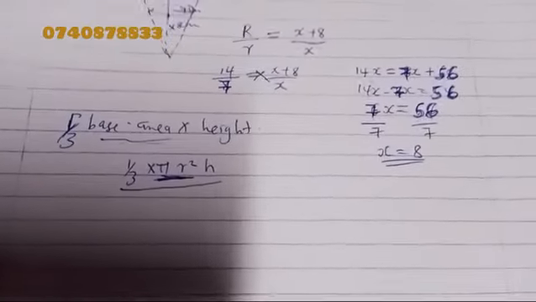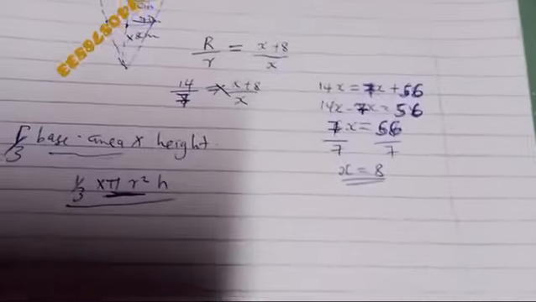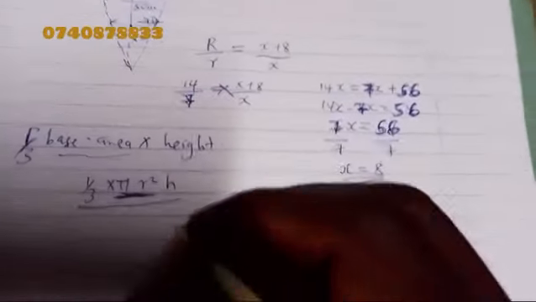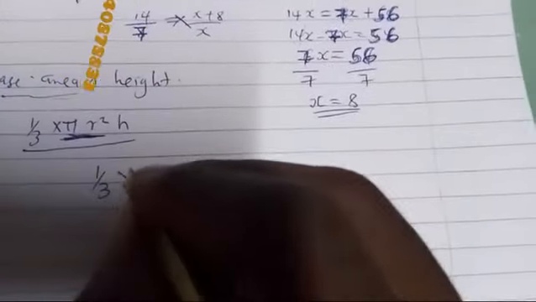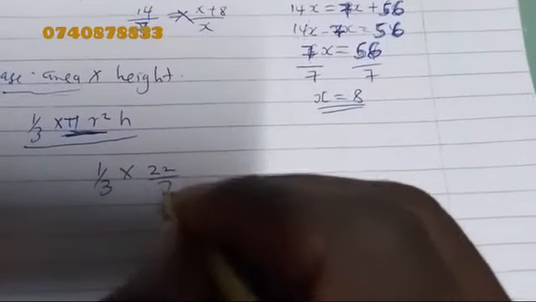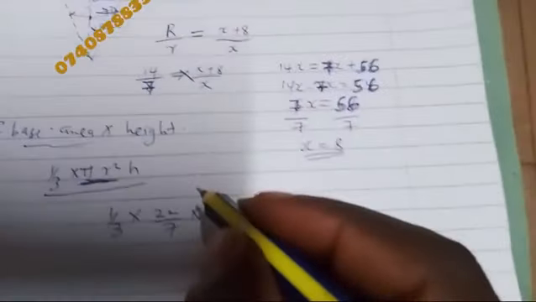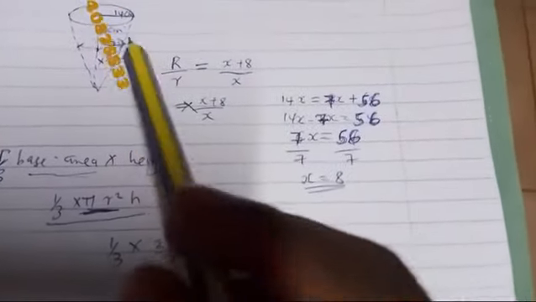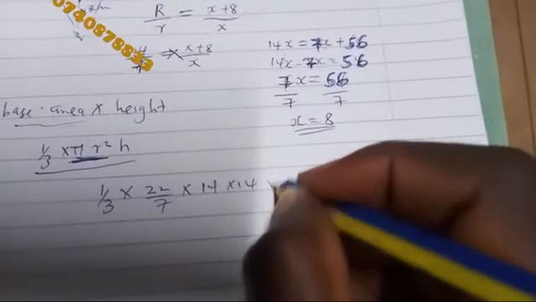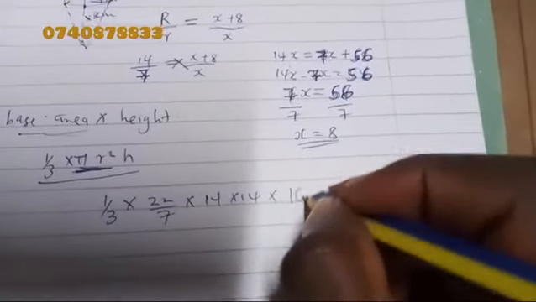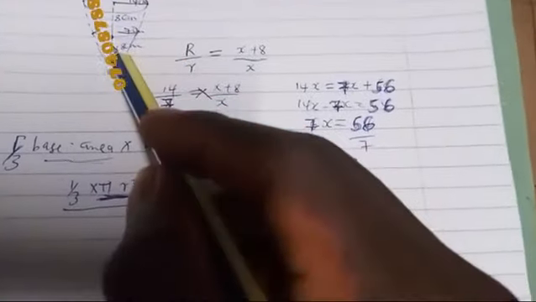And on multiplying, you are able to see that we have a third multiplied by 22 over 7 multiplied by the larger radius, which was 14. So it is 14 times 14 times the full height, which will be 16. Now that is the 8 plus 8.